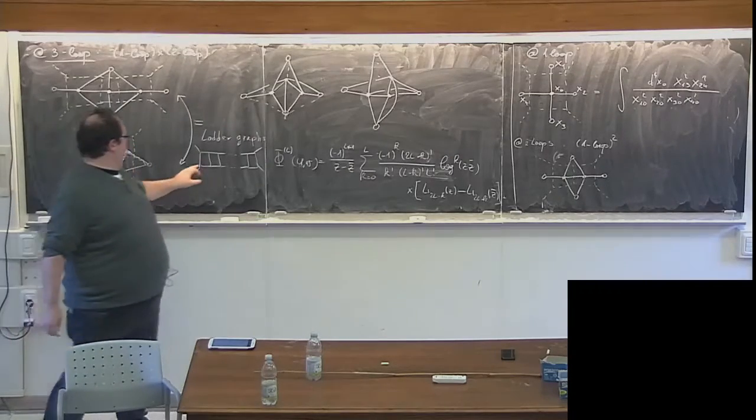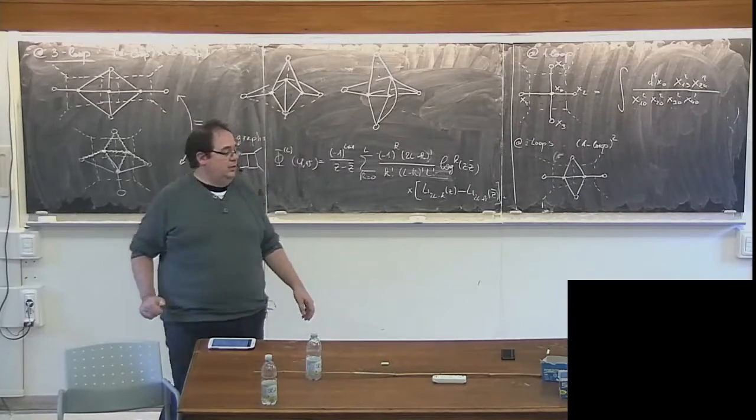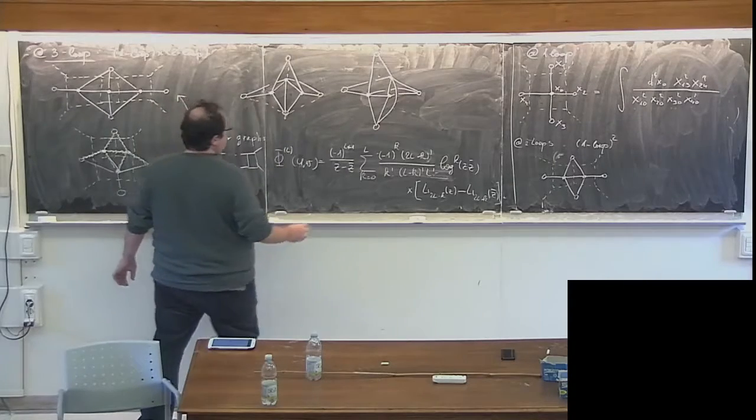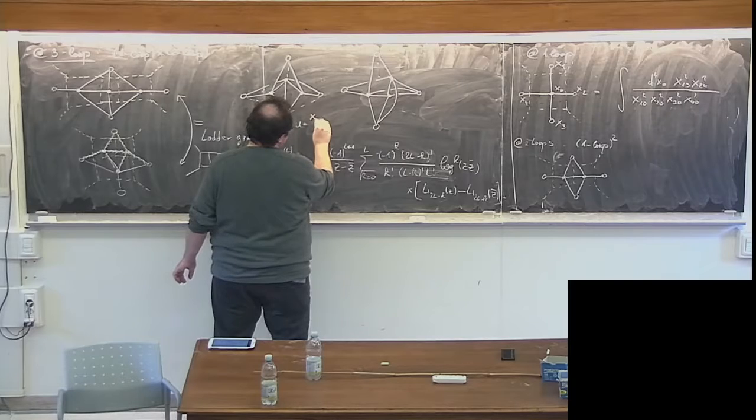This is for any number of loops. You can just write down the answer. It goes back to Usyukina and Davydychev. U and V in here, we have seen these things. Those are my cross ratios because everything is conformal.